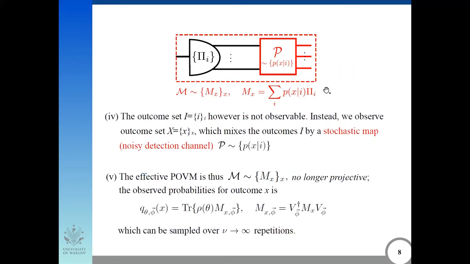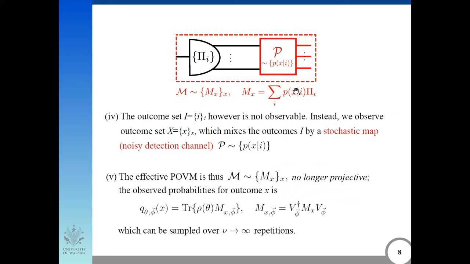However, what we really observe is another set of outcomes X, which is basically obtained from mixings of these outcomes I. And therefore, the effective POVM that we measure in the end is no longer projective, but rather it is given by, for example, M_X is a weighted sum of these projective measurements. This weighted sum is weighted by a stochastic map, basically the transition matrix that tells us if I had the outcome I, then what is the probability of getting the observed outcome X. So this is described mathematically by a stochastic map P.